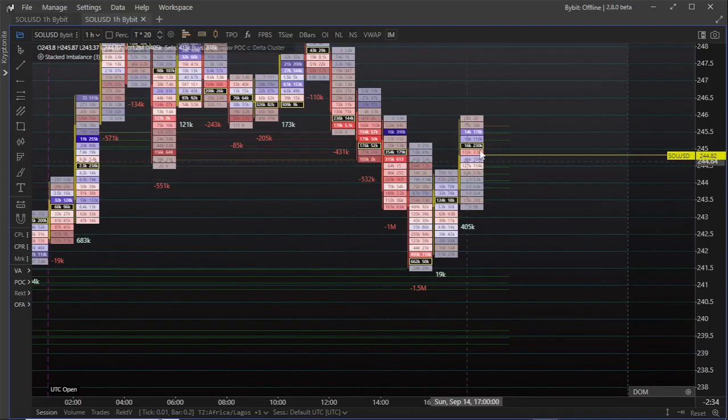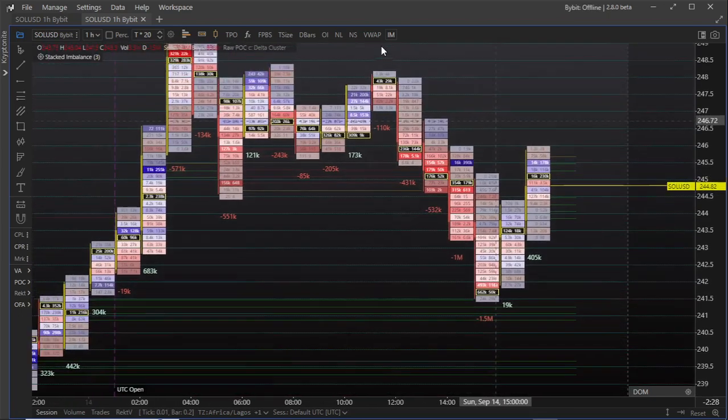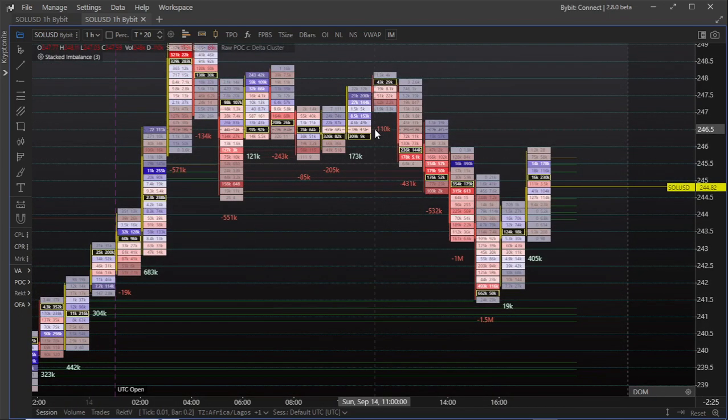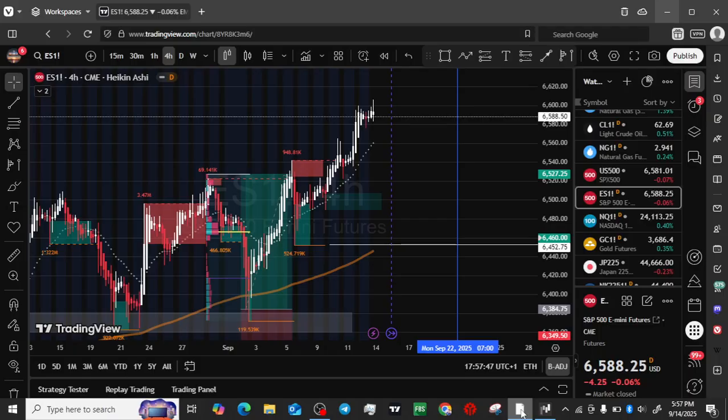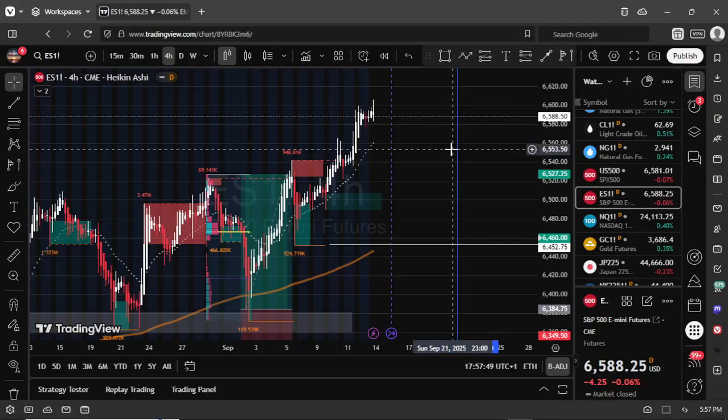It might not even be the true trend. It might be a retracement. Why I'm saying it might be is because I've not looked at the Solana charts recently. So let me go over to TradingView and look at the Solana charts.